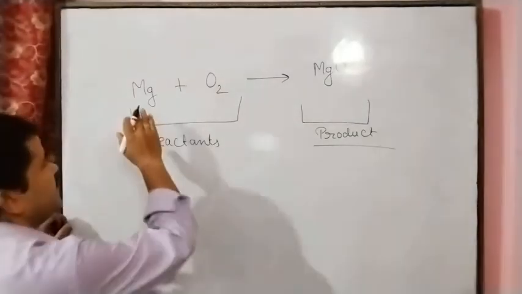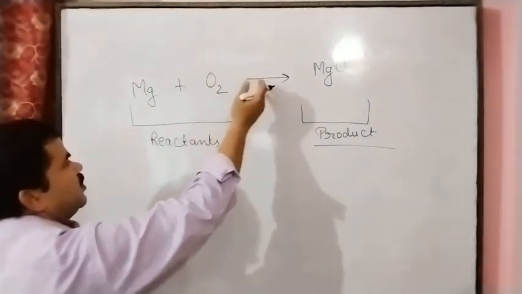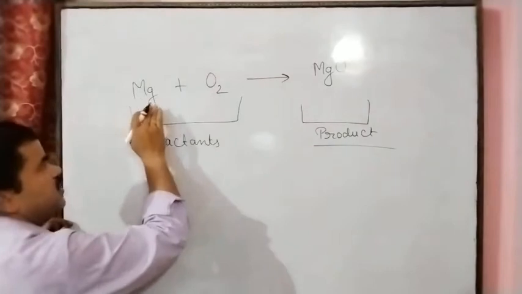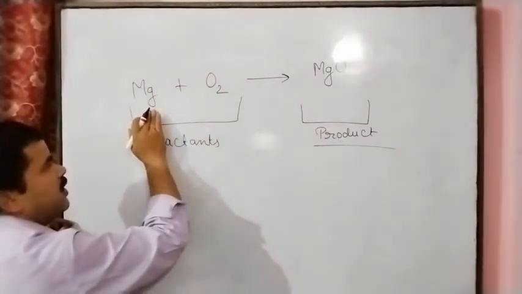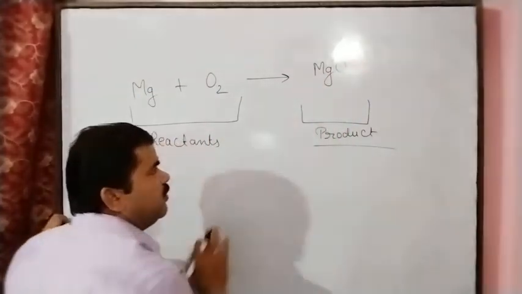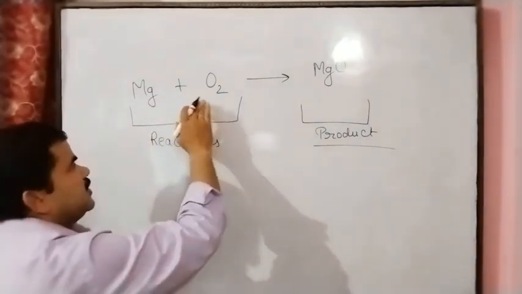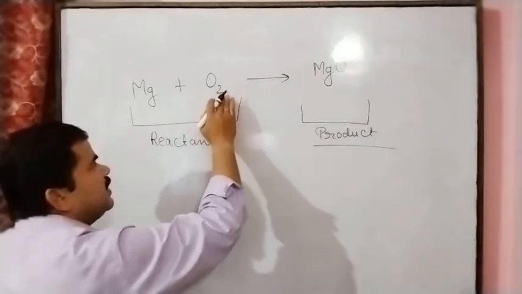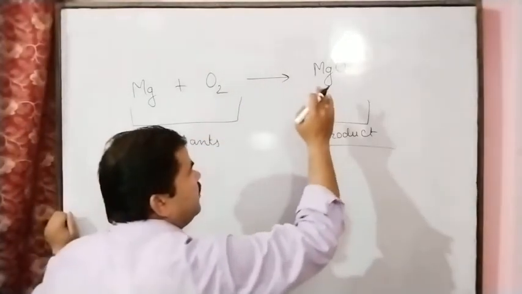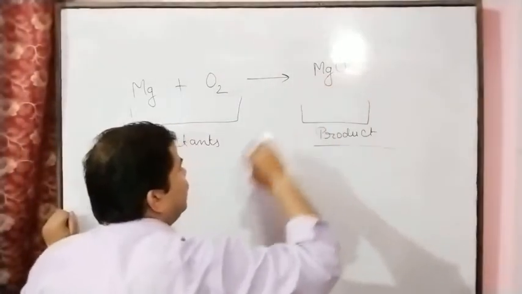Magnesium is in the reactant side, before the arrow. The two reactants are magnesium and oxygen. On the reactant side there is only one atom of magnesium, and on the product side also only one atom of magnesium. So magnesium is balanced. Now for oxygen, on the reactant side there are two atoms of oxygen, and on the product side only one oxygen atom is present.